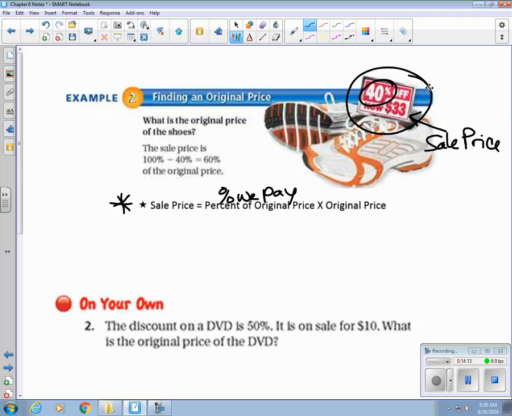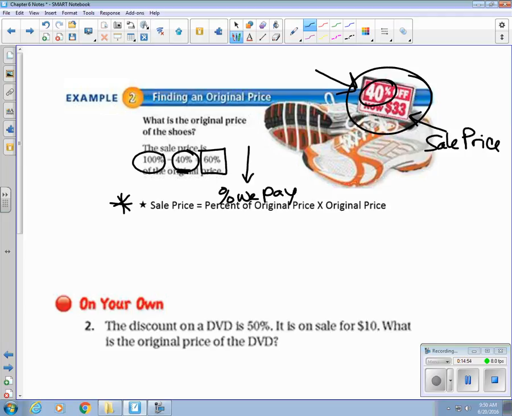So we know that the original price is worth 100%. We have to figure out what is this percent that we are paying. The original price is 100%. The discount amount, which is right here, was 40%. So that's this 40% right there. The percent we pay is going to be the 100% minus the 40%. We're taking away 40% of the price. That's the discount. And that leaves us with 60%. That's the percent we are going to pay of the original price, okay?